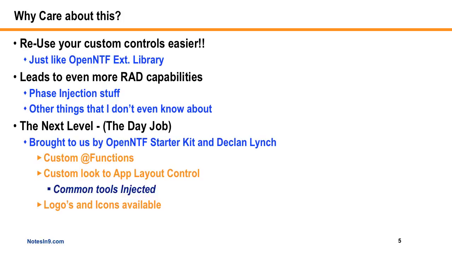But I will tell you this: at the day job, I get to work with Declan Lynch, and what he did is he made one of these extension libraries based on the OpenNTF starter kit, and he's provided tooling for our internal apps. So if we have an app that contains all our work orders, well, now I've got custom @functions and some other custom code where in any other app that I'm using, I can just tie in and do a lookup. I can just say @lookup work order key and get the field that I want from the document.